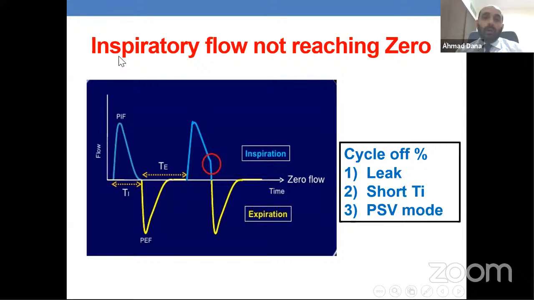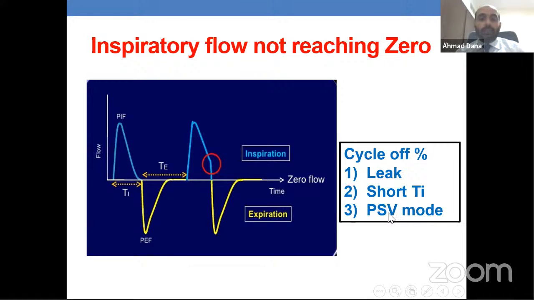So let's talk about inspiratory flow not reaching zero. We said that the normal flow waveform should start at zero and go down until we reach zero. So when it is not reaching zero, what does it mean? We said it is expected if it is pressure support mode.